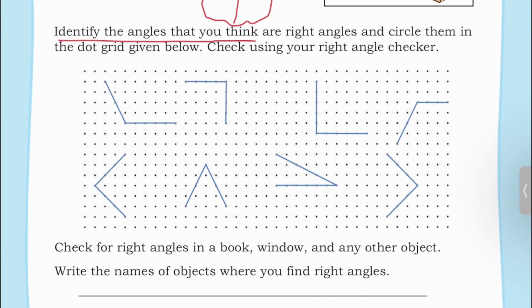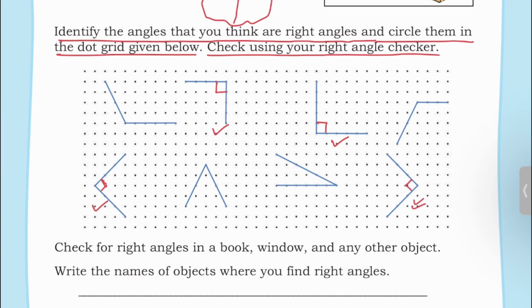Identify the angles that you think are right angles and circle them in the dot grid given below. Check using your right angle checker. This one is right angle, this too, and this one too. And the last one too.